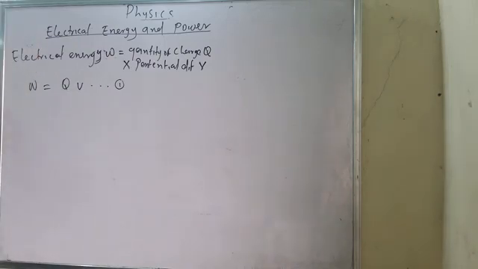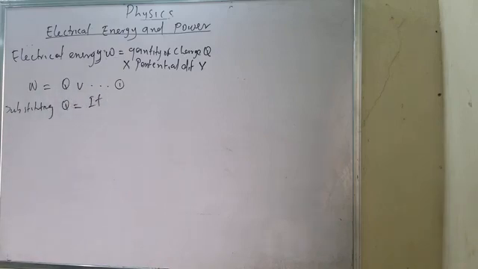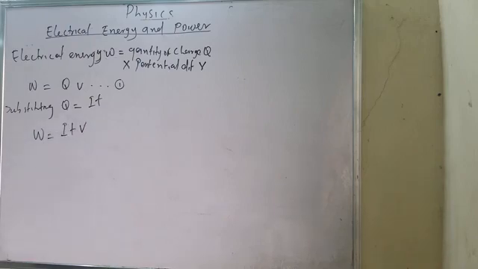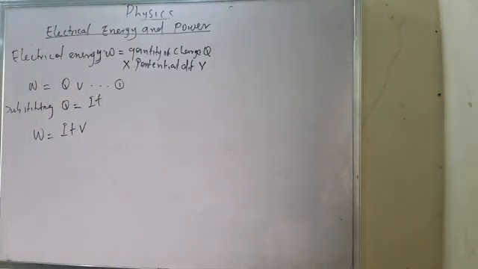Now, we all know that the quantity of charge Q equals I times T, which we have done earlier. Substituting, I can say my electrical energy W equals IVT. We all know what I is, what T is, and what V is: current, time, and potential difference.